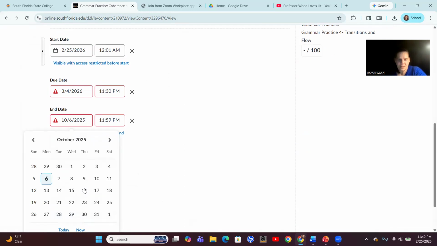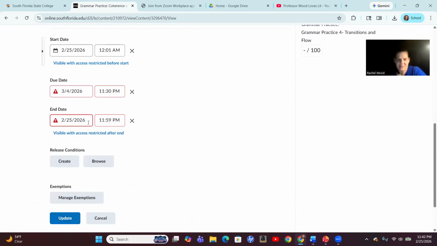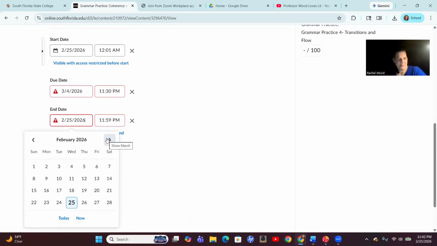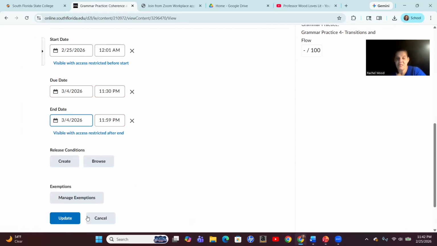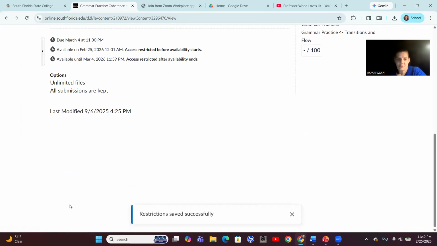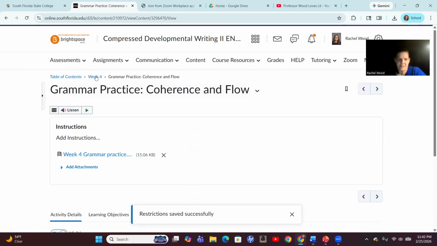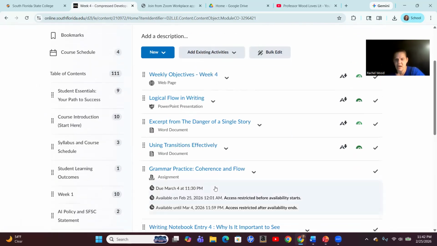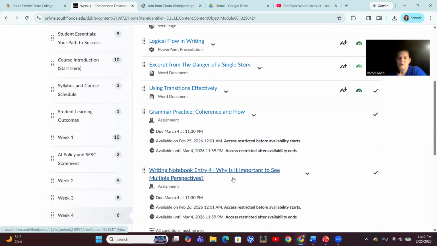And as always, your assignments will end on the same date that they are due, but you have until 11:59 on the Wednesday that they are due. So you should see the updated dates for your grammar practice. And the grammar practice is on coherence and flow and is all about transition words this week. And then your writing notebook entry 4.